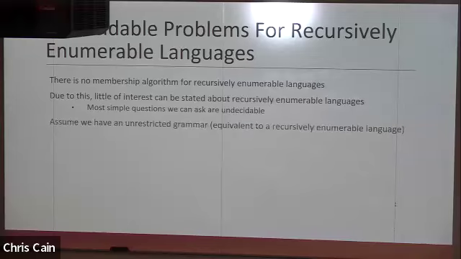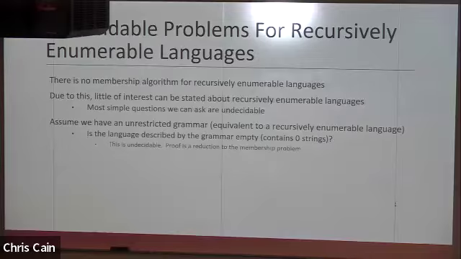So here are some examples. Assume that we have an unrestricted grammar, and we saw a couple days ago that unrestricted grammars were equivalent to recursively enumerable languages. Is the language described by the grammar empty? Does it contain zero strings? This is undecidable.